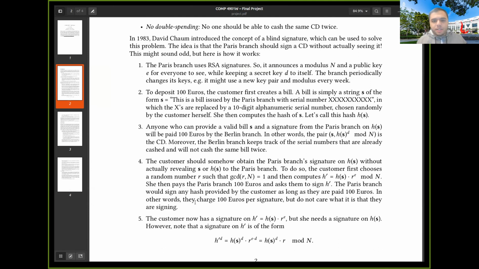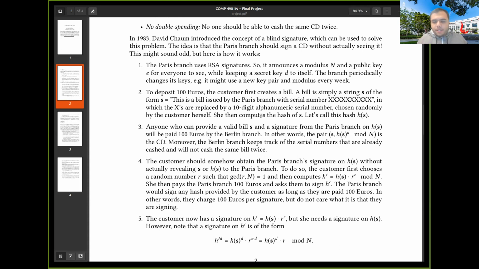The protocol actually uses what's called blind signatures, and in this case, RSA blind signatures. Because we're using RSA signatures, we're going to have a modulus n. And just to remind you, in RSA, n is just a multiplication of two really large prime numbers. And then we have a public key E, and we also have a secret key D. This is exactly like the lecture that we had on RSA.